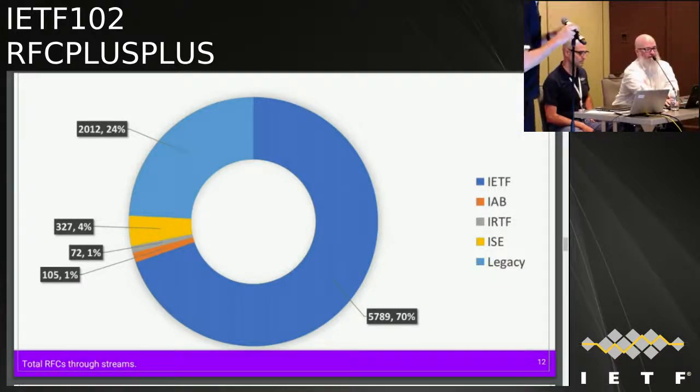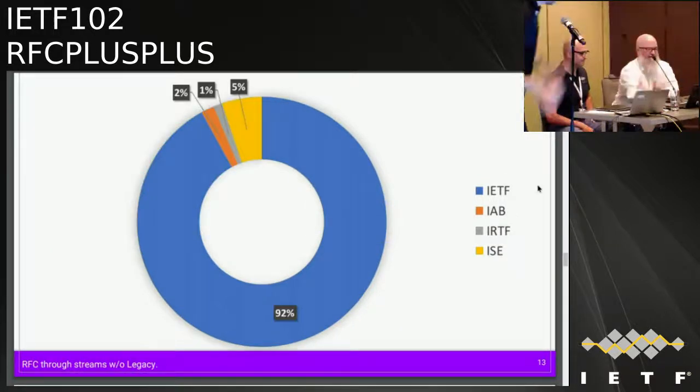So what we ended up doing was following what Peterson Andre, sorry, sent to the list, which was cutting out the legacy ones to see which ones have been published more recently. And you can see that the vast majority, 92%, is the IETF stream, the IAB I think is like 5%, 1% is the IRTF, and 2% is the IEB stream.